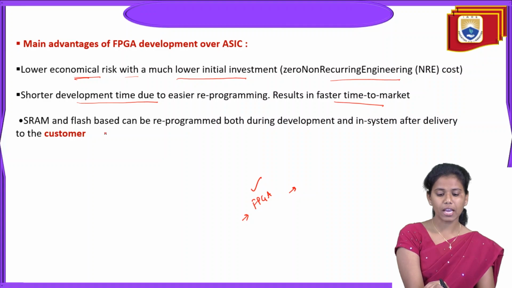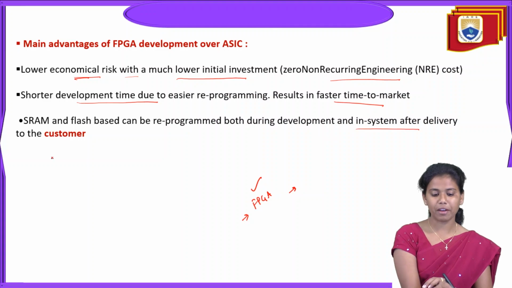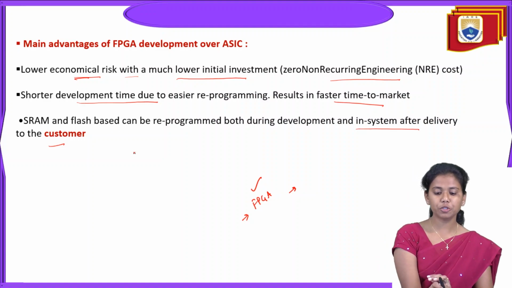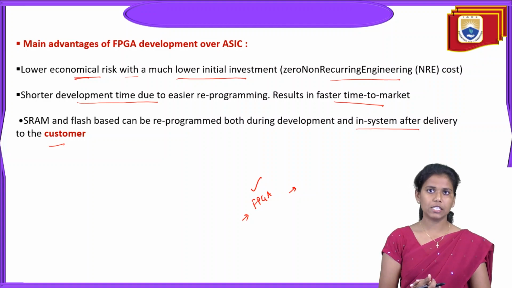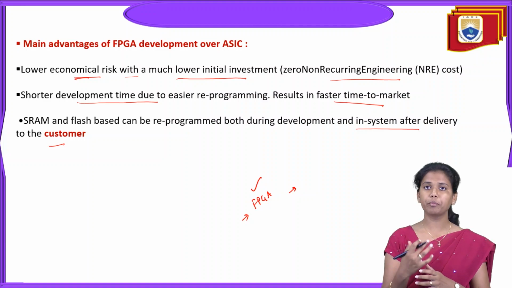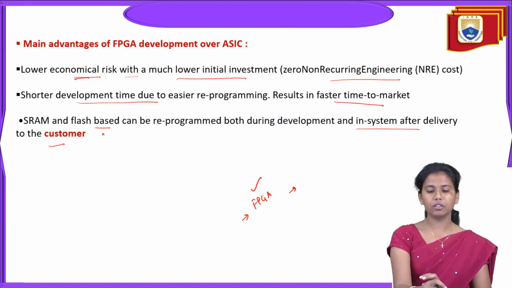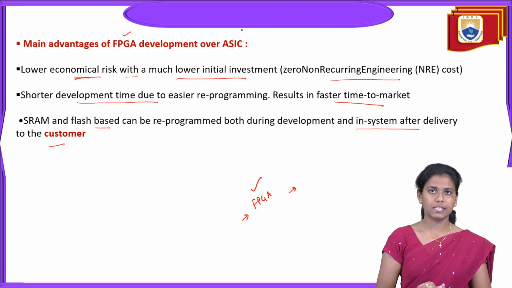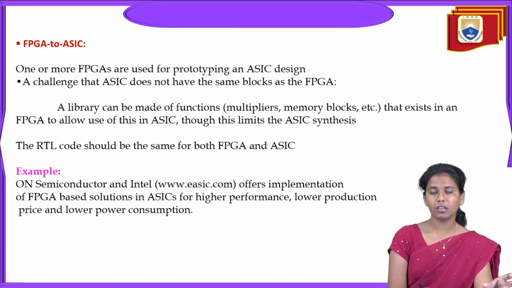Then SRAM and flash based can be reprogrammed both during development and in system after delivery to the customer. So after delivering the product to the customer, we see the flash based can be reprogrammed. So there is an option to reprogram the project as well. There is flexibility to reprogram in terms of SRAM as well as the flash based memory. So these are a few advantages of FPGA over ASICs.